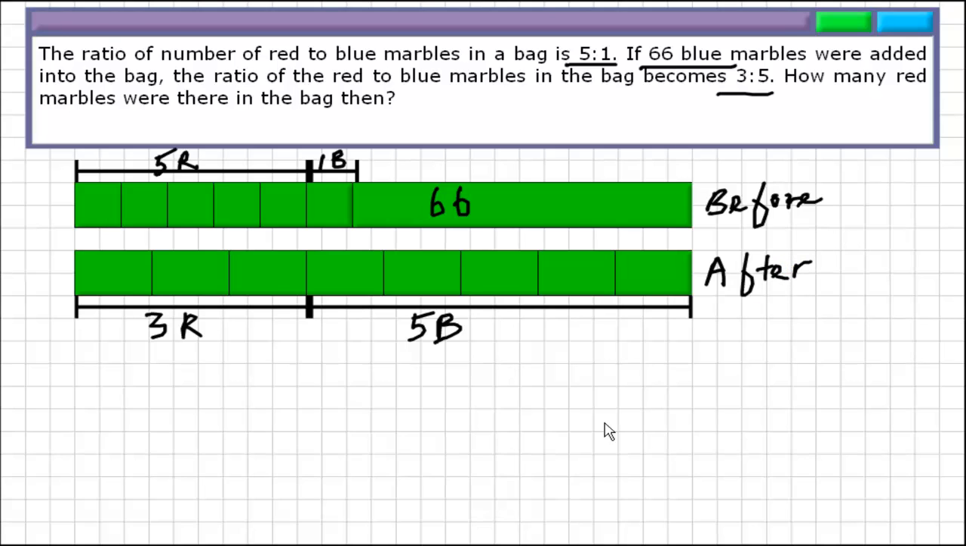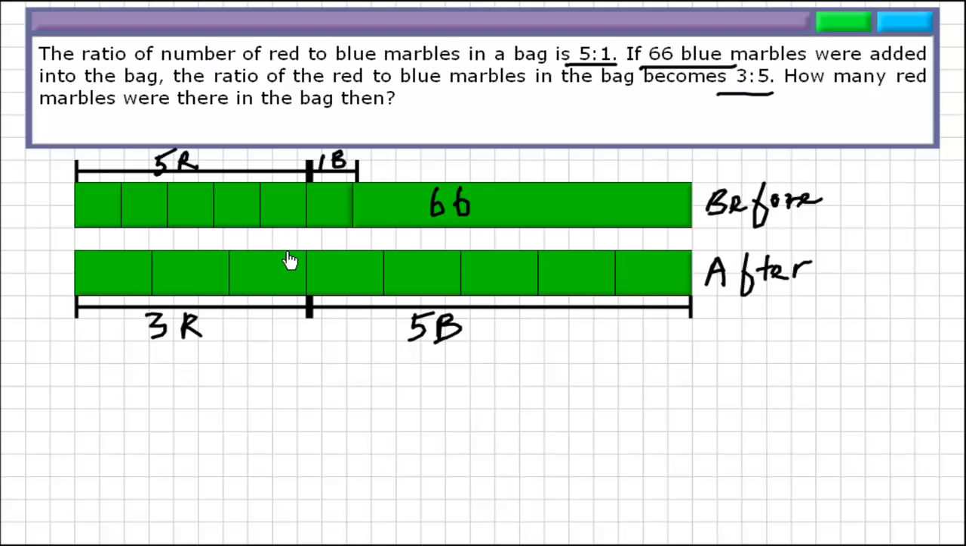Okay, now that we've drawn the models, let's solve the problem. As we can see from both models, although they are of the same size, the number of parts, especially in the red section here, which is more visible, is not the same as the number of parts in the after model. There's 5 parts in the before model: 1, 2, 3, 4, 5 in the red section of the before model, and there's only 3 parts in the after red section: 1, 2, 3.